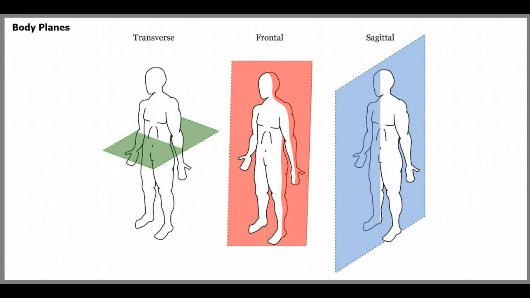There are 3 body planes you should be aware of. Transverse divides the body into top and bottom halves. Frontal divides the body into front and back halves. And sagittal divides the body into right and left halves.